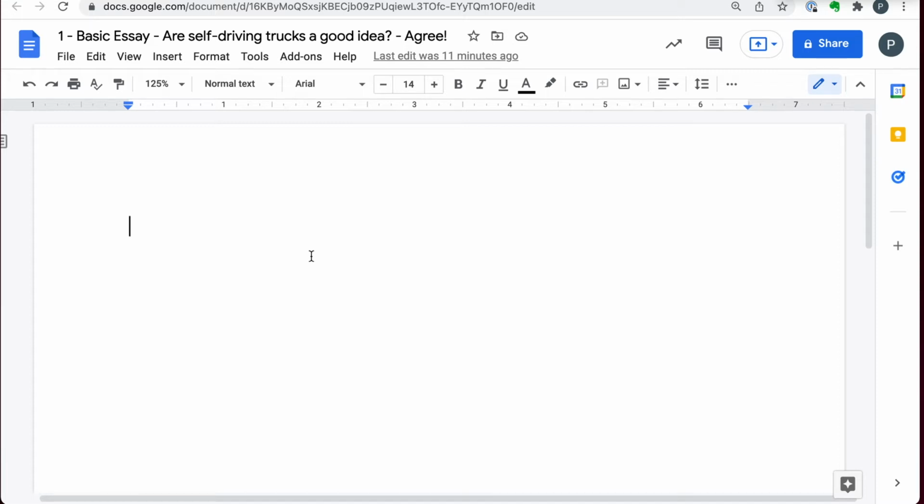Step one is always take a stand. Make a decision. What exactly are you going to say? Do you agree or do you disagree? In this particular essay, I am going to agree that self-driving trucks are a good idea. So I'm just going to write it down: self-driving trucks are a good idea. There we go. I'm just agreeing right now.